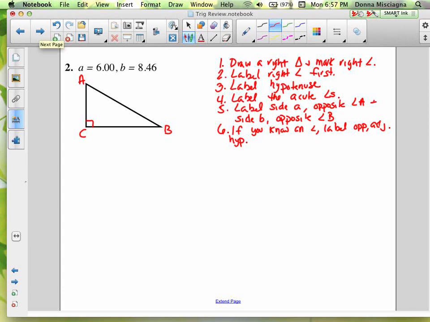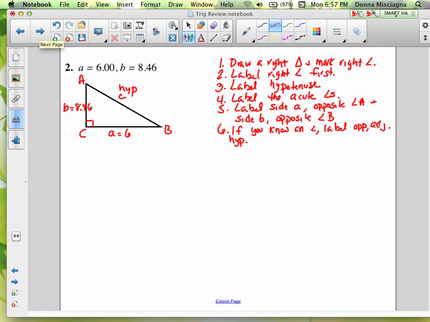All right, now you're going to label your sides. Opposite angle C is side C. Side C here, of course, has to be the hypotenuse because it's opposite the right angle. Who's opposite and who's adjacent depends on which angle you're working with. But opposite angle A is side A, and side A is 6. You don't have to put 6.00. Opposite angle B is side B, and side B is 8.46.